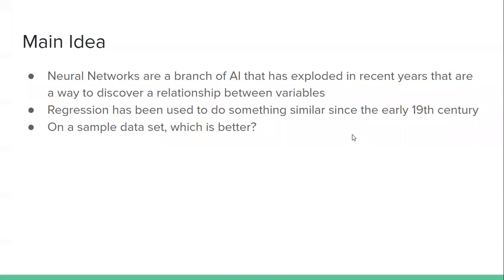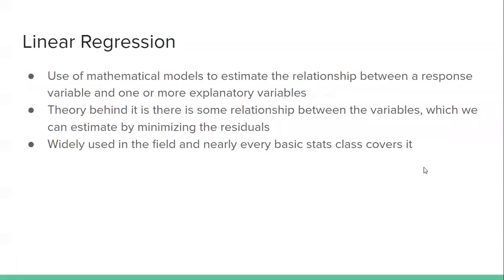The main idea is that neural networks are a branch of AI that has exploded in the past few years. It's a way to discover a relationship between variables, and that's how we'll be using it. Linear regression has been used to do something similar since the early 19th century. On a sample data set that we choose, we'll see which one is better and explain the differences.